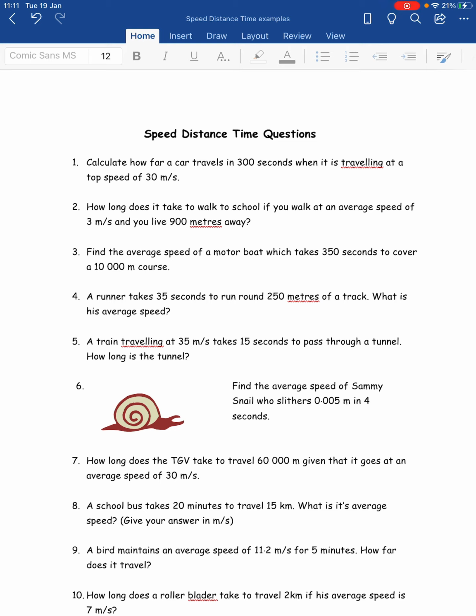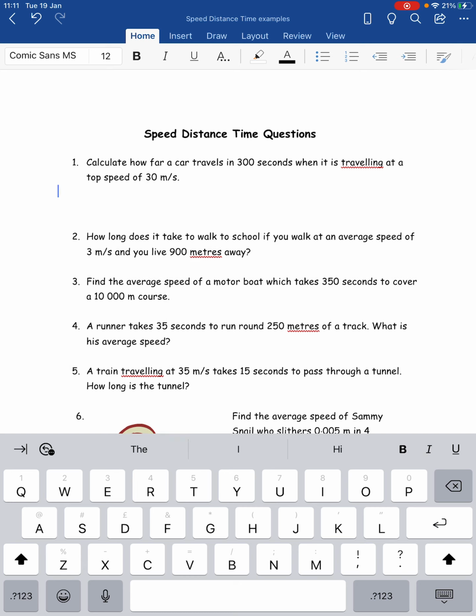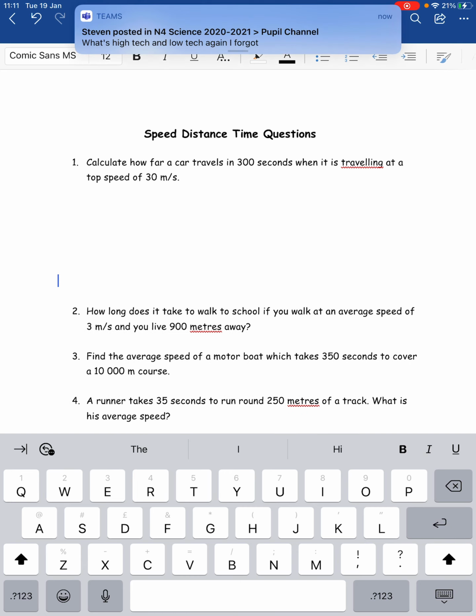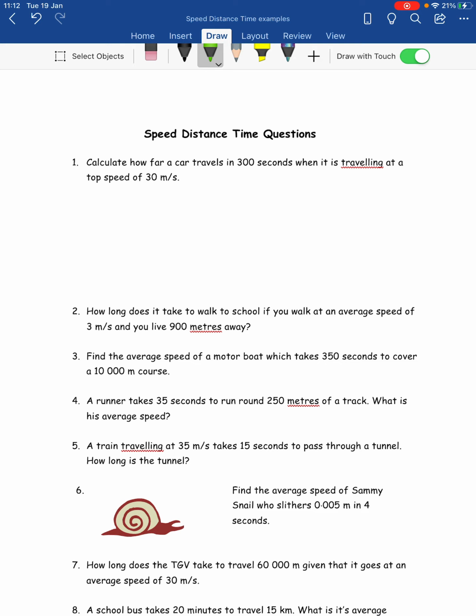For question 1, it says calculate how far a car travels in 300 seconds when it's travelling at a top speed of 30 metres per second. So the first thing that we need to do when we're doing equation questions is to write down the information that we know down the left hand side. So for this question it says how far does the car travel? So that's going to be our distance. And on the left hand side we're going to write distance equals question mark because we don't know that yet.